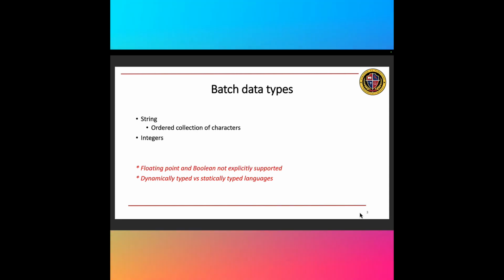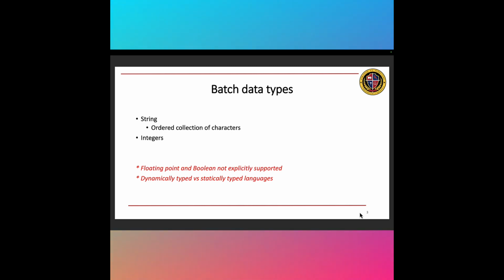There are two data types that are mainly supported in batch scripting. We have the string data type and the integer data type. The string data type basically is an ordered collection of characters, while integers are the data types that we use for mathematical operations.